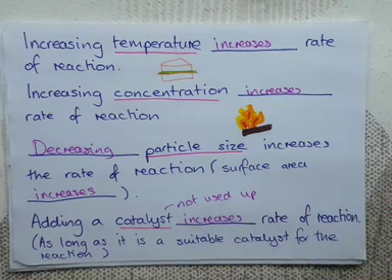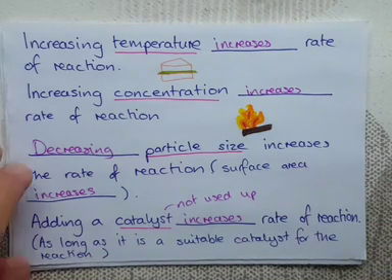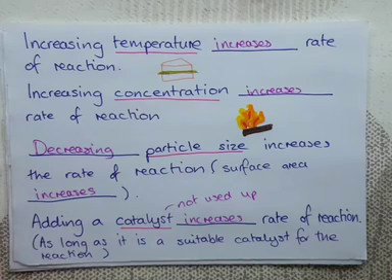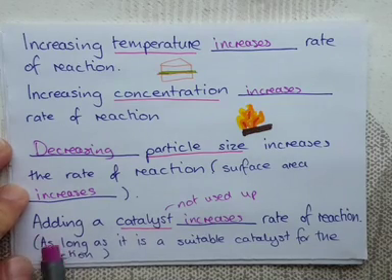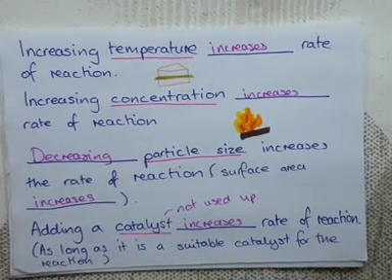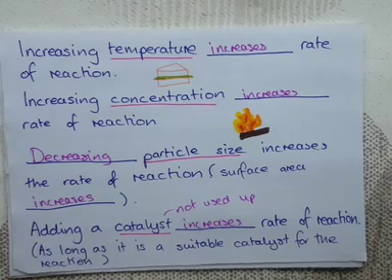That makes catalysts really, really useful in chemistry. If we can speed up a reaction with something that's not going to get used up, that makes it really, really helpful because we can then do something quite cheaply. But catalysts are specific for each type of reaction, so this works as long as it's a suitable catalyst for the reaction. So something like a chemical process called the Haber process uses iron as a catalyst.